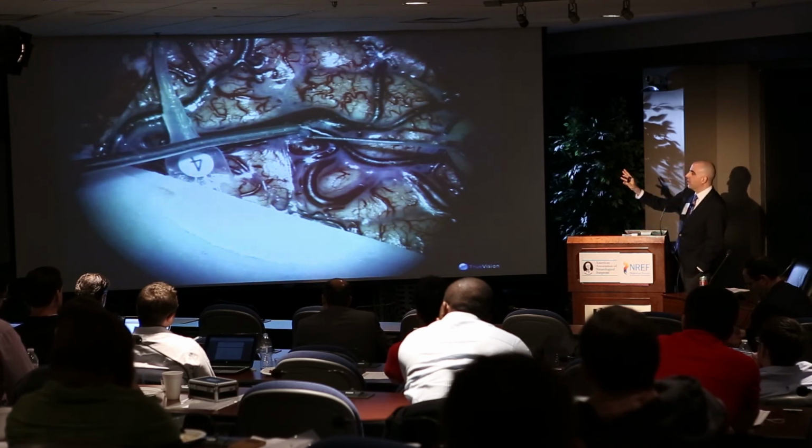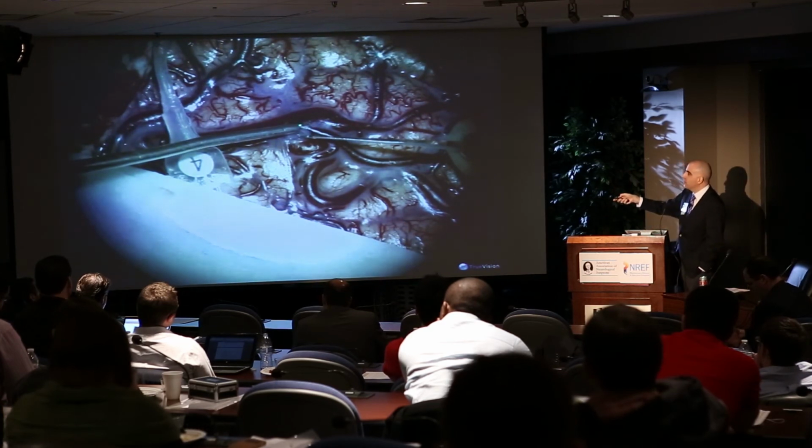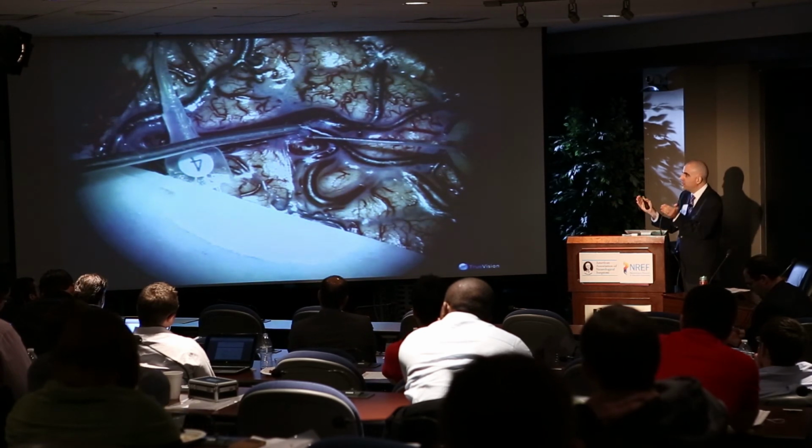The trick here is, this may look daunting if you haven't done one of these before. You say, where's the AVM? The key is to carefully skeletonize these draining veins, and you can get into these corridors to start devascularizing the AVM deep to the veins and keep the veins alive until the end.